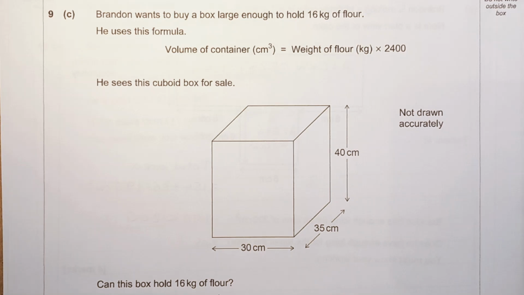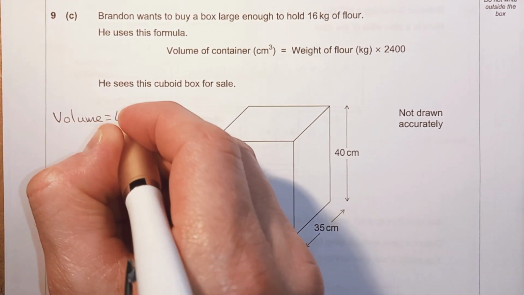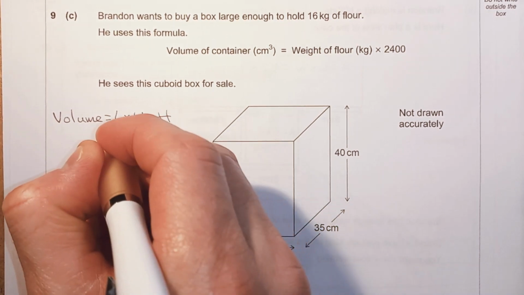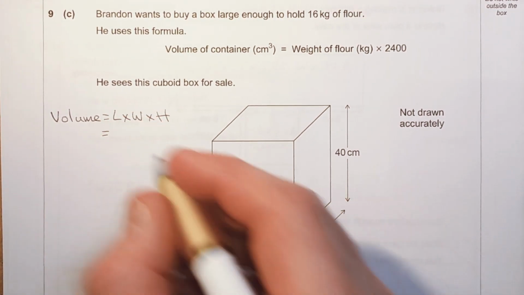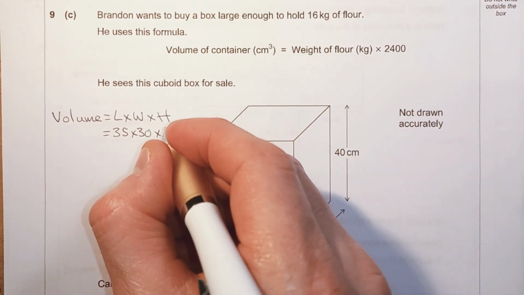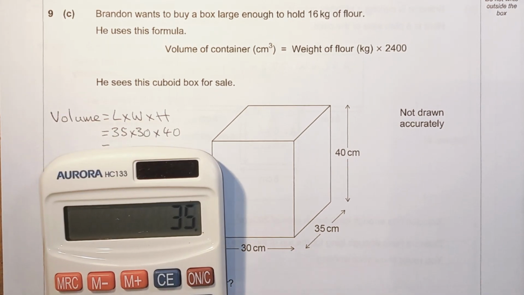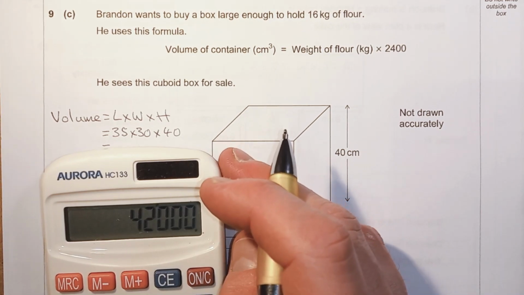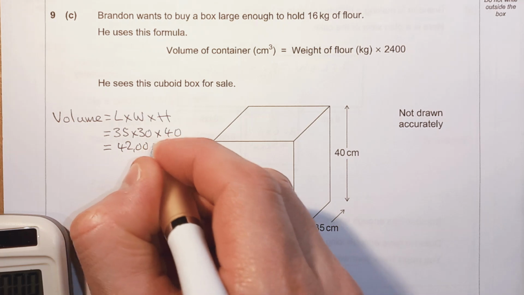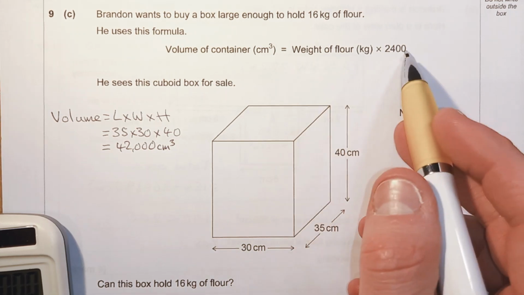Right, so we've got two calculations we need to do, really. The first one is to work out what is the volume of this cuboid. And the volume is the length times the width times the height. In this case, we've got a length of 35, a width of 30, and a height of 40. So 35 times 30 times 40 gives us 42,000 centimetres cubed.